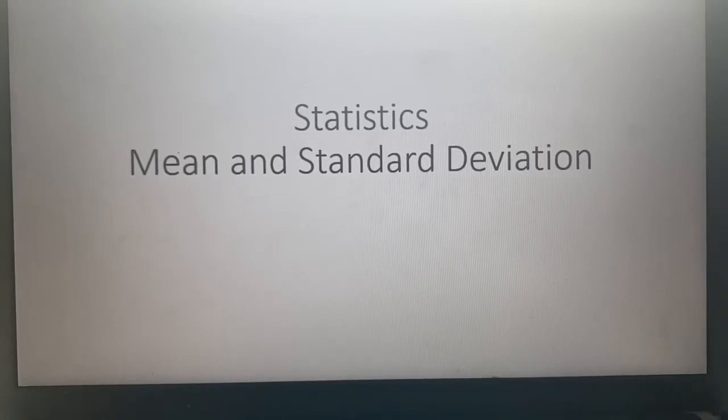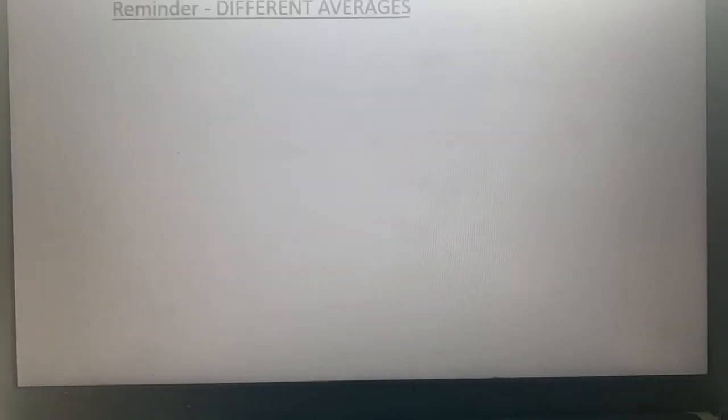Let's look at statistics and calculating mean and standard deviation. A reminder of different averages. Now, an average is a measure of central tendency. That's the definition of calculating an average. And there's three different types of averages that we can use.